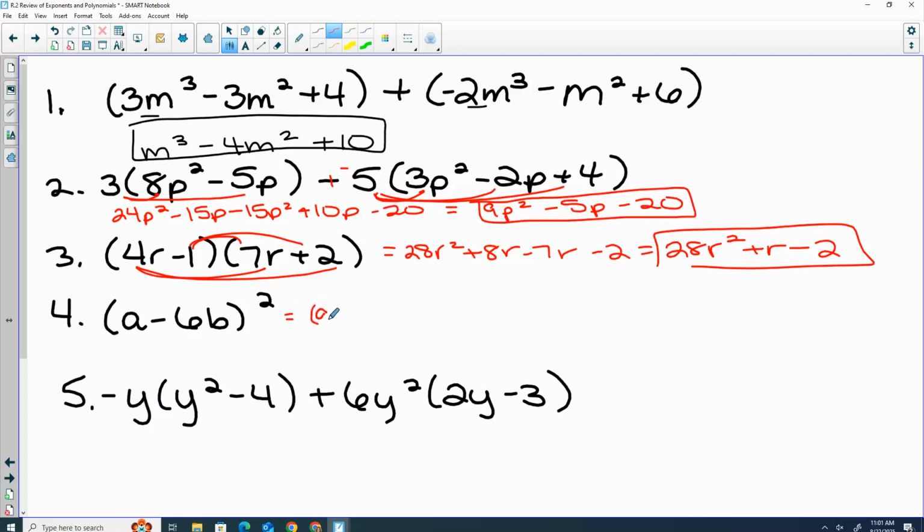Number 4, what do we do? FOIL. This means you have 2 of them. Oh yeah, if you got huge numbers, you mistakenly thought it was 6 squared instead of 6b. We're just going over those 5 problems from yesterday.